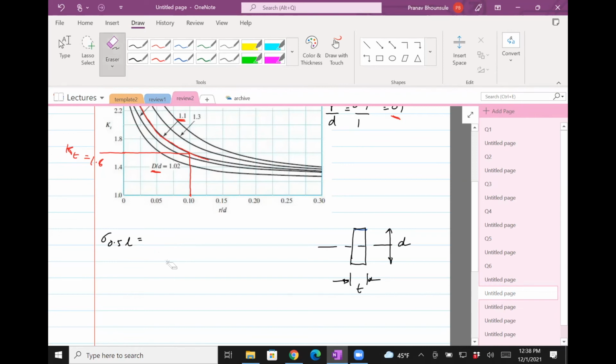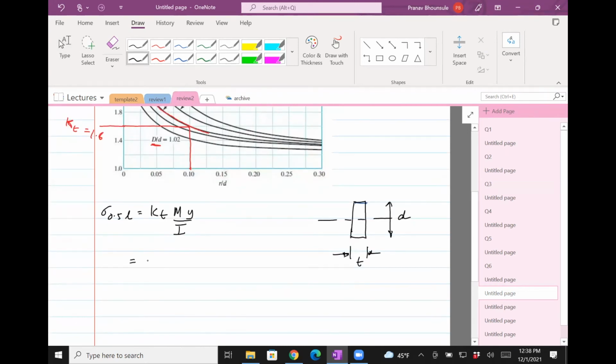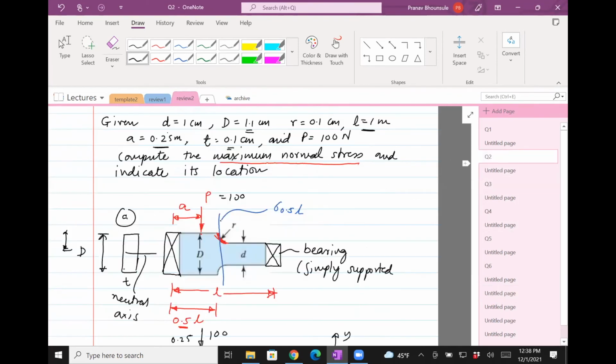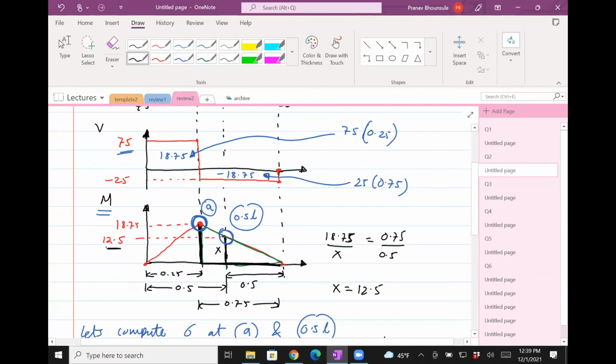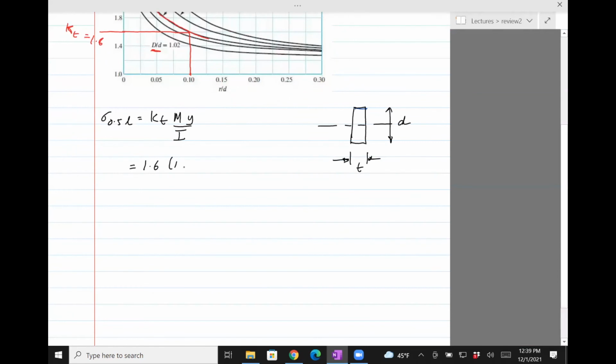And I forgot to put here stress concentration. So it's going to be stress concentration times M times Y divided by I. Okay, so let's put in the value. KT is 1.6. The moment we found earlier, it's 12.7. It's 12.5, right? So let's put 12.5. Y is small d divided by 2. And I is 1/12 B, which is T, times D cube. So let's sub that in.